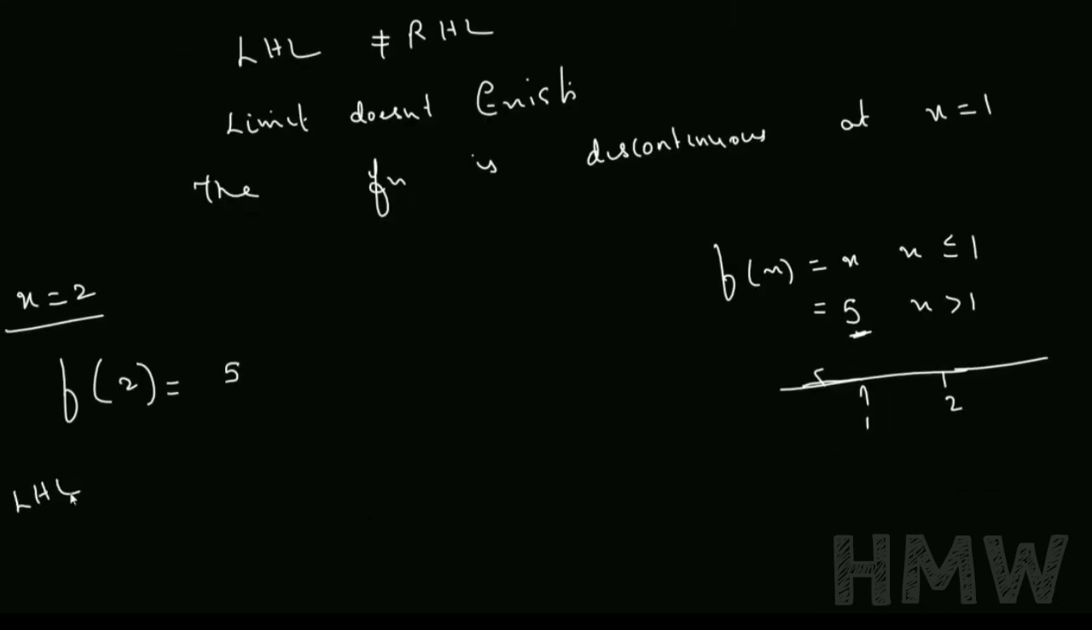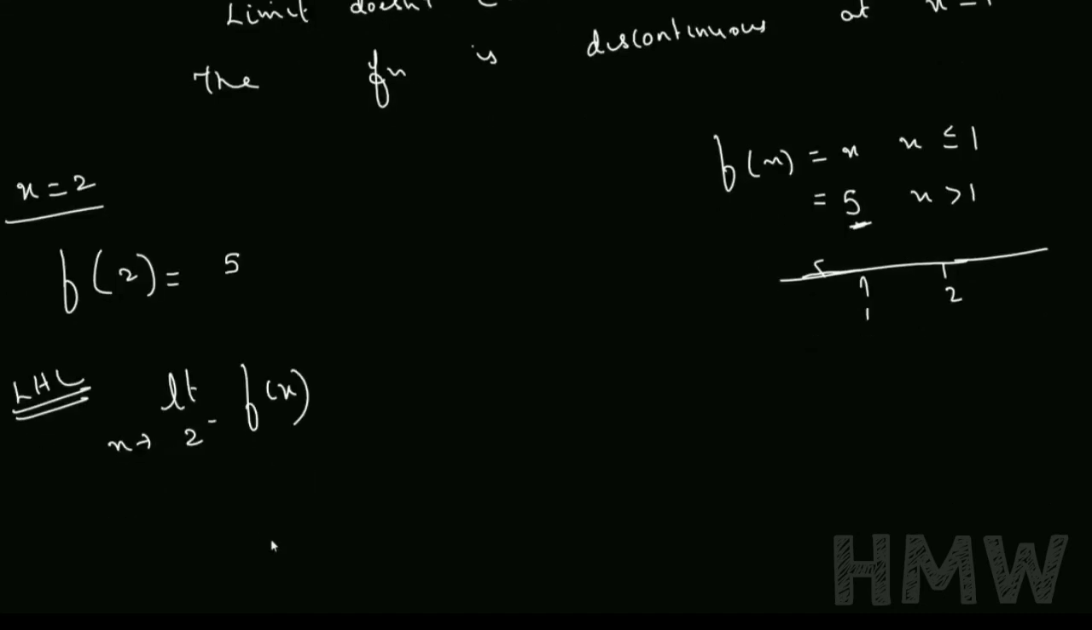Now let us find the left hand limit. Limit x tends to 2 minus of f of x, that is equal to limit x tends to 2 minus of the function f of x. What is the function less than 2? 2 minus means very close to 2. So very close to 2 means it is greater than 1. So greater than 1, it is a constant function. So limit x tends to 2 minus, it is a constant function. So it is equal to 5.